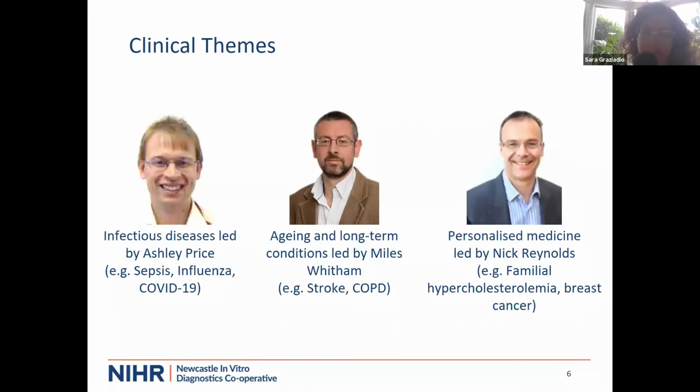So we've got 3 main clinical teams. Apologies for these horrible pictures that we need to fix. The main team that we've really been working with in the last year has been infectious diseases with Ashley Price. We've done a few studies on sepsis, flu, and now recently we've been quite involved with COVID-19 testing strategies. We've got ageing and long-term conditions with Miles, especially with a focus on stroke, COPD, and then more recently Alzheimer's and Parkinson's. And then we've got the personalized medicine theme with Nick Reynolds.